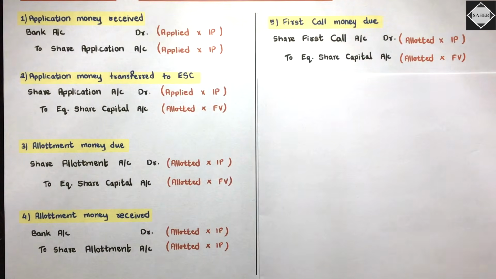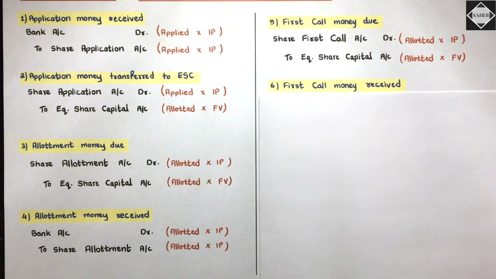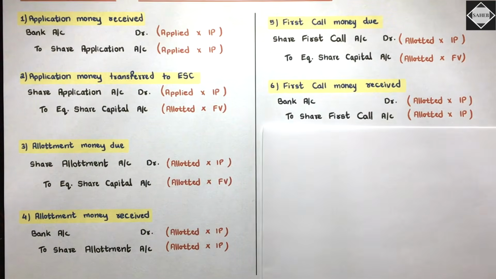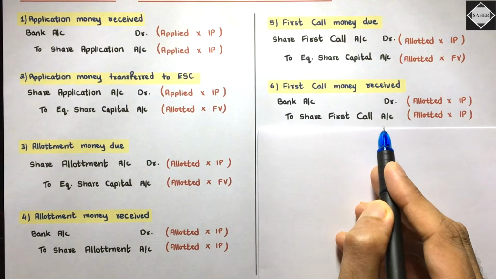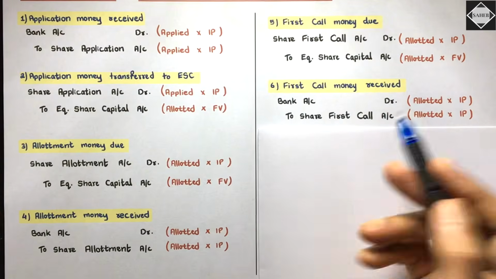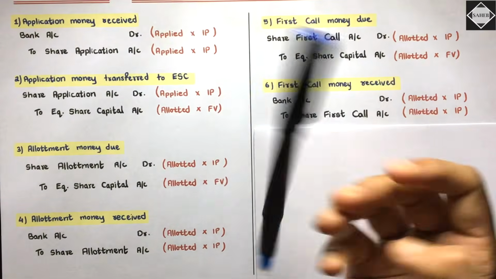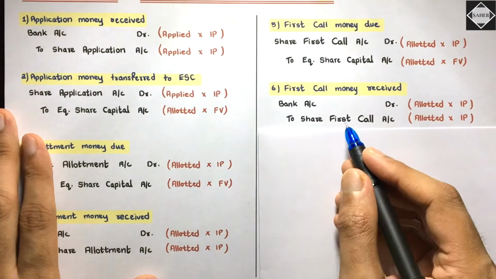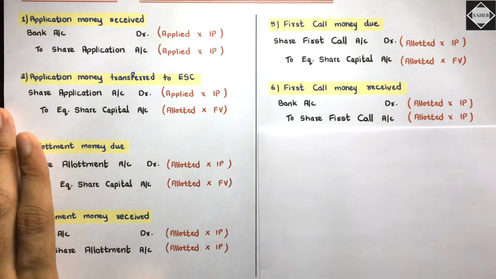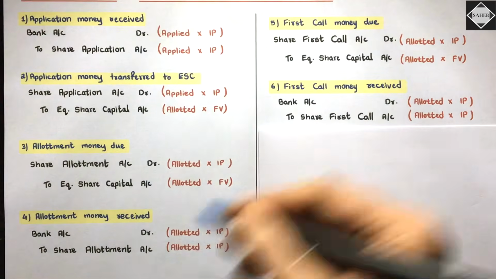Then what will happen? Then you will actually receive the money from the shareholders. So when you receive the money, what you have to do? You have to pass the second entry, that is bank account debit to share first call. Yeah, what is the logic of this entry? Really simple. You have received the money, bank account debit. Yeah, and then why have you received this money? Because of first call, to share first call. Yeah, so you see the same thing we have done now.